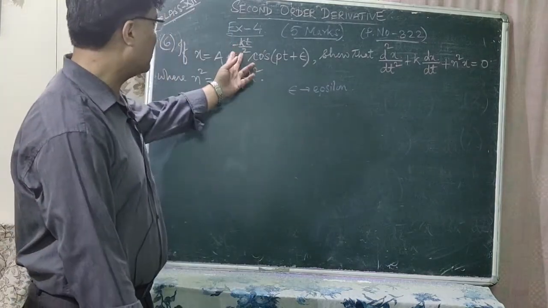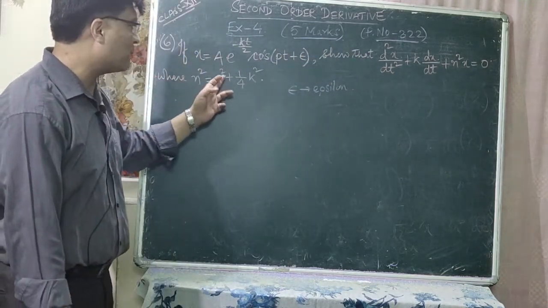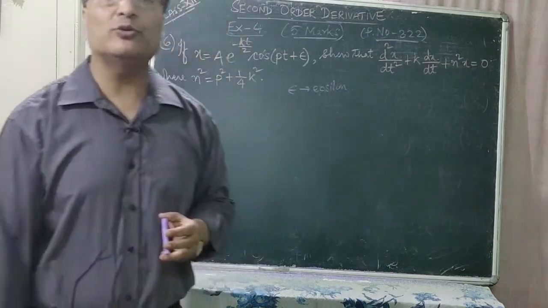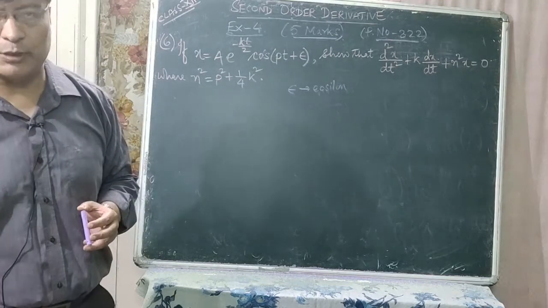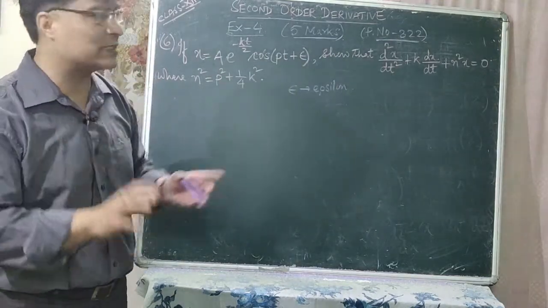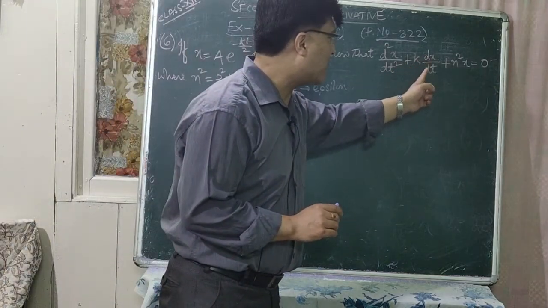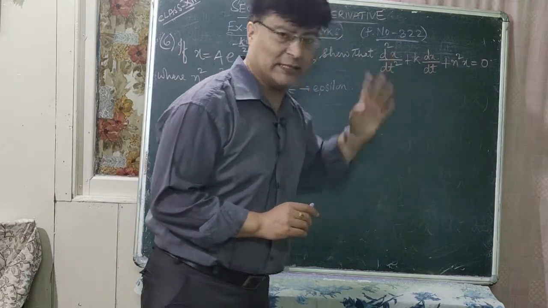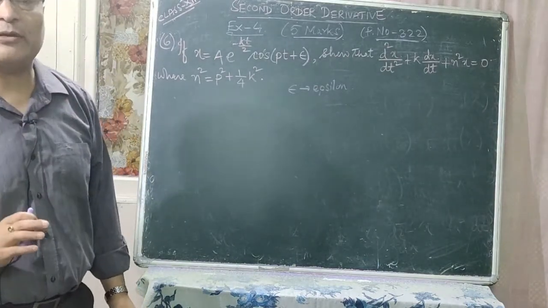So from this given you have to prove the required relation where n square is equal to p square plus 1/4 k square. In this case, before you do the problem, you should know which are constants and which are variables. Which are the variables out here? How do we know which are the variables here? Since you have to get dx by dt and d2x by dt square, x and t will be the variables and all other terms will be constant.